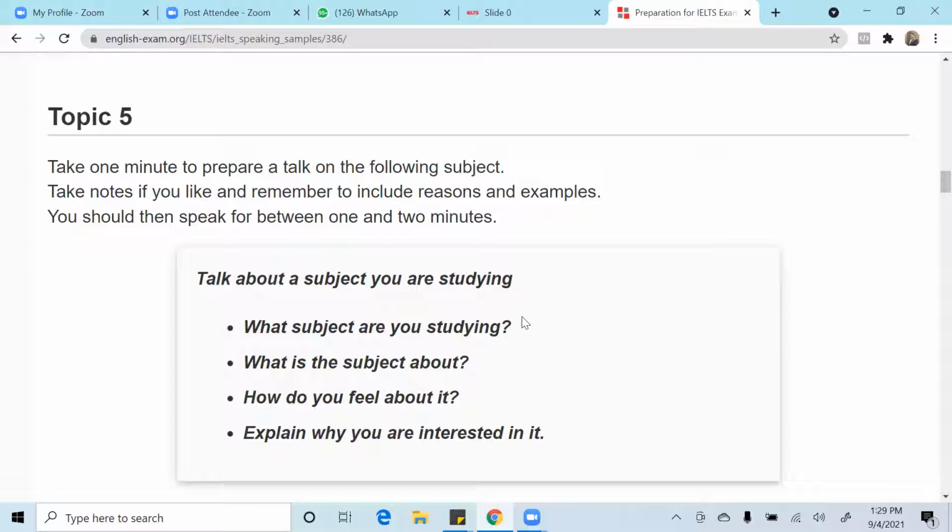So my name is Harshit, and I'm going to talk about the subject I'm currently studying. I'm studying physics, chemistry, and maths for my JEE exam. I recently gave my JEE exam, and I'm waiting for my results to come. The JEE exam is all about physics, chemistry, and maths.